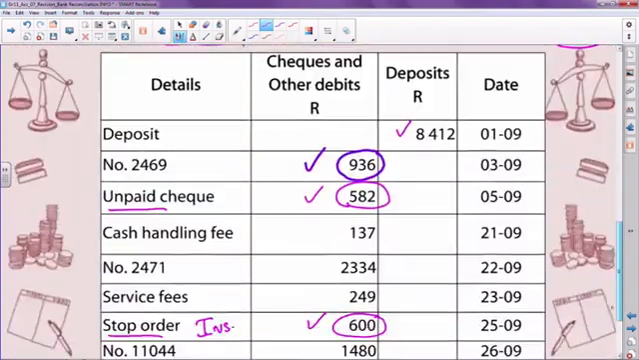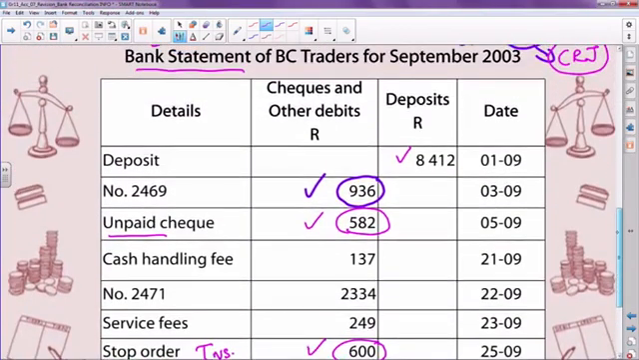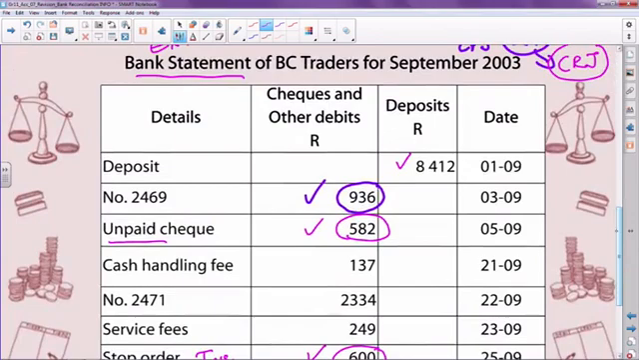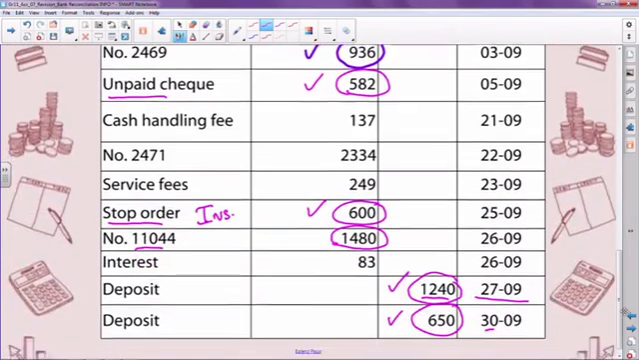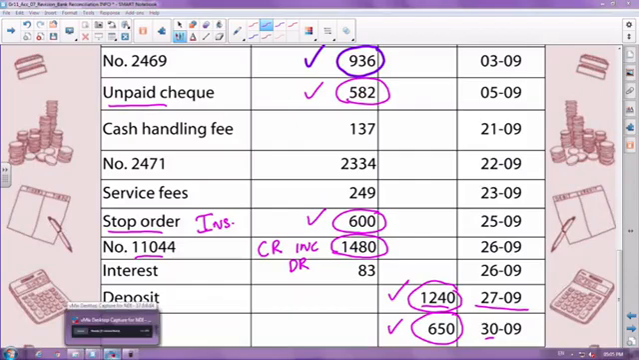Let's firstly look at the check. The check was issued for 1,480. And if you look at the check, you can see it's obviously a debit entry on the bank statement. So we're now going to tell the bank, put this money back into the account. In other words, credit incorrect debit. That's what we're going to now tell the bank. So let's do that on our bank reconciliation statement. The check, 1,480.